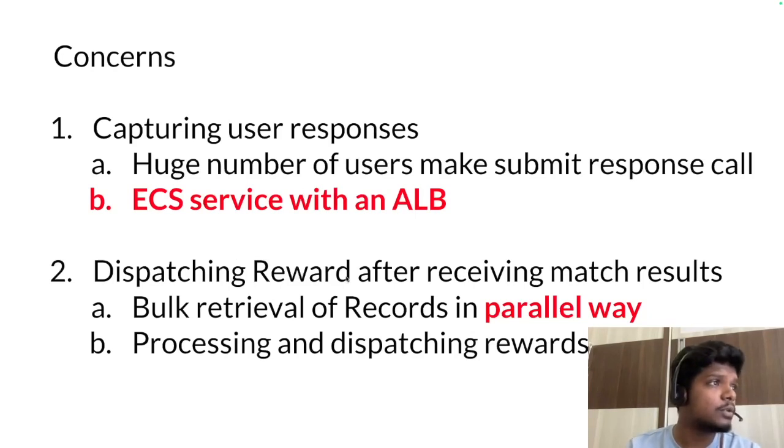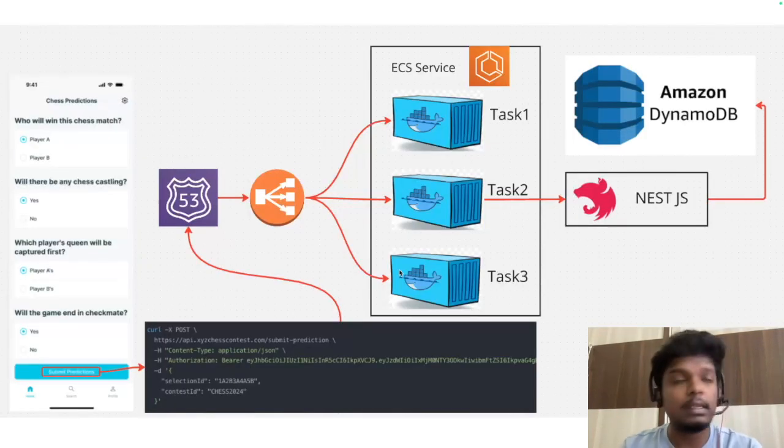Dispatching user rewards is another concern, where you need to bulk retrieve the records in a parallel way, and then process and dispatch rewards in parallel. This is a huge database with all the users and their selection IDs, and we need to give them rewards, all in a parallel way. So let's see how we should go about doing this.